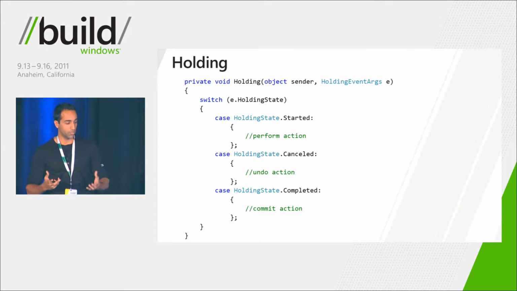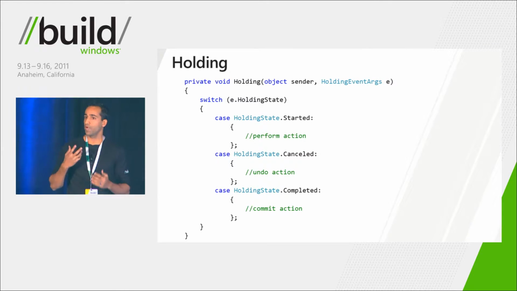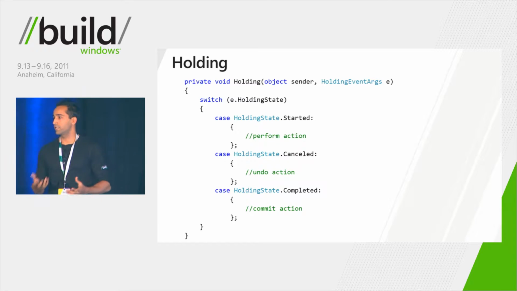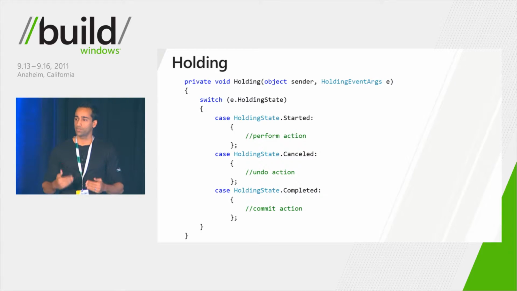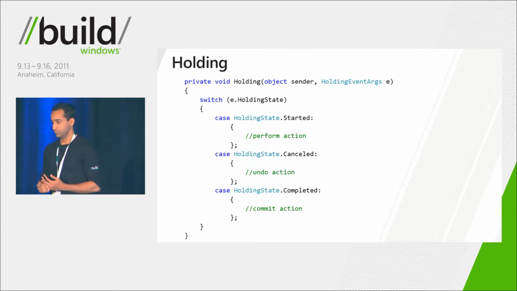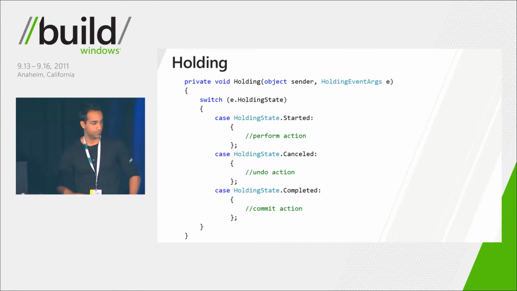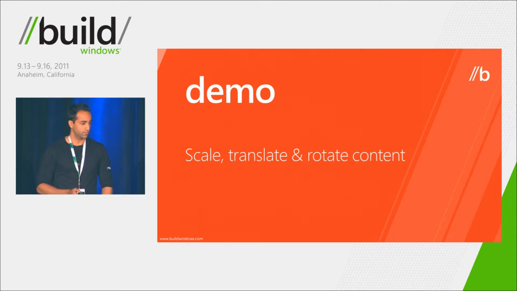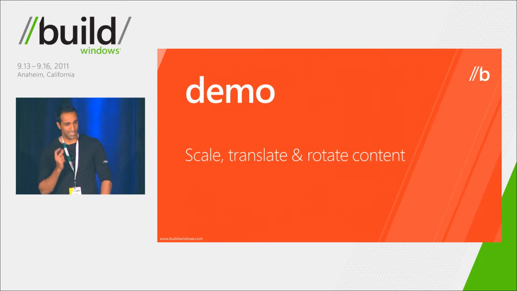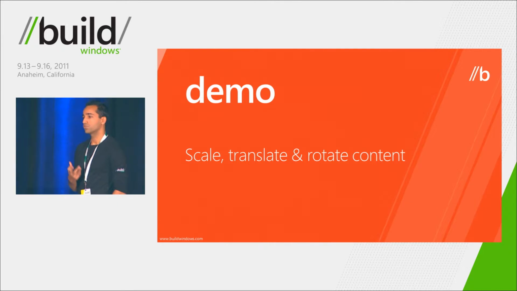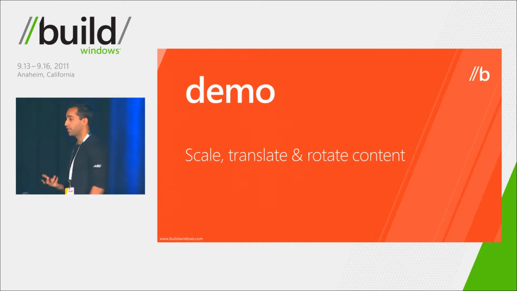Now, in the touch world, I mentioned right tap. So we know that right tap for mouse is equivalent to right click. But in the touch world, right tap is only raised after I get a holding event with holding state completed. That's the only time we'll raise that event. OK, so something similar to gestures, but a tiny bit different, are manipulations. So I'm going to show you a demo here of how you can scale, rotate, and translate some UI elements.